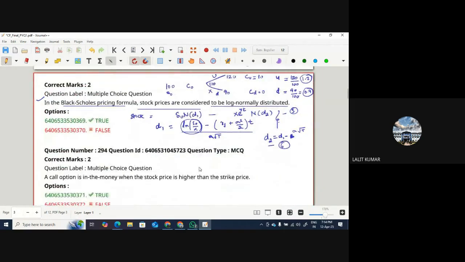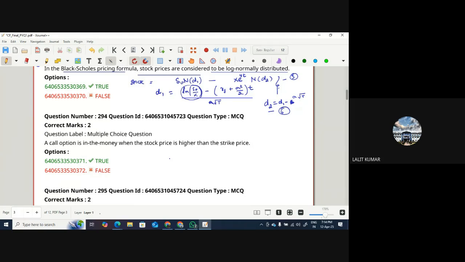Okay, let's go ahead with the next question. A call option is in the money when the stock price is higher than the strike price. So this is true. I have purchased it for 5 rupees, when the stock price was 100. Strike price is 110. So when the stock price is greater than 110, it will be in the money. If it is equal to 110, it is called at the money. If it is less than 110, it's known as out of the money.